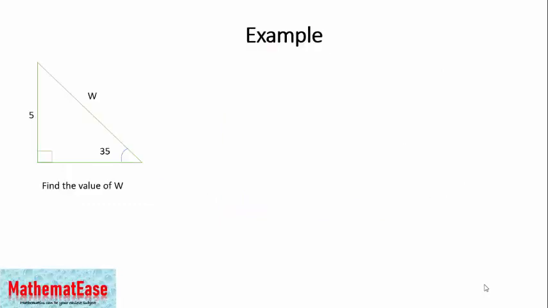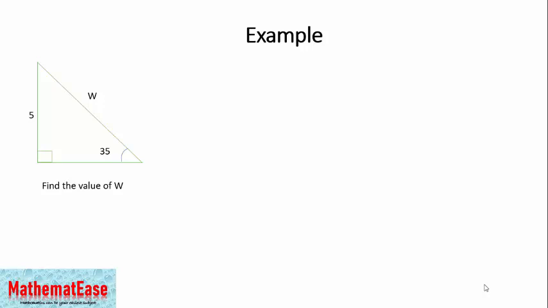Now, in this example, I have the triangle, and it is a right angle triangle. So I can think of Pythagoras theorem. If I have two sides, I'm looking for the third side. And I can think of SOHCAHTOA if I have one angle, one side, and I'm looking for another side. But in this case, I have one angle, I have one side, I'm looking for another side.